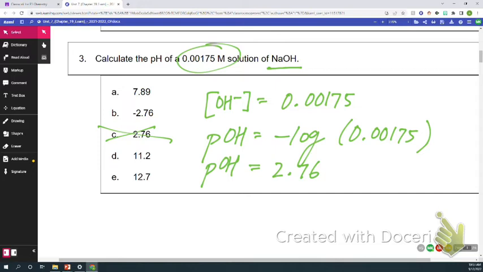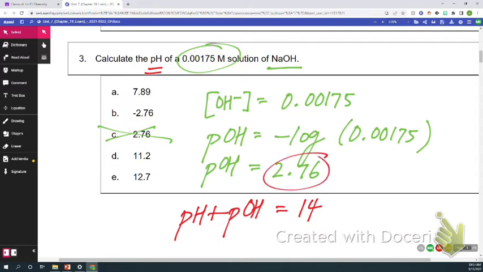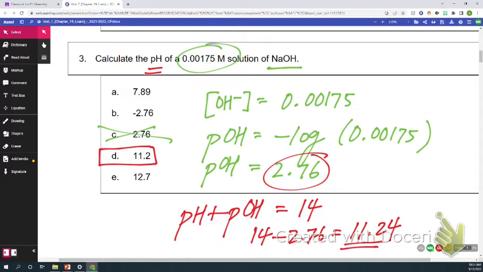So don't ever just stop in the middle. Just make sure you know what you're looking at. They want the pH. So remember, pH plus pOH is always 14. So always just, 14 minus this is going to be the pH. So 14 minus 2.76, that looks to be like 11.24, something like that. 11.2. And so this is probably your answer, D.